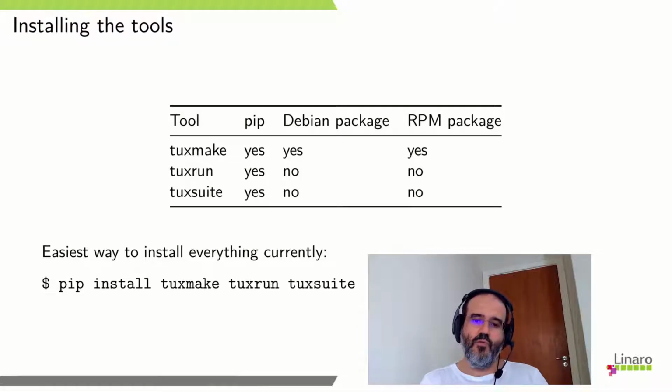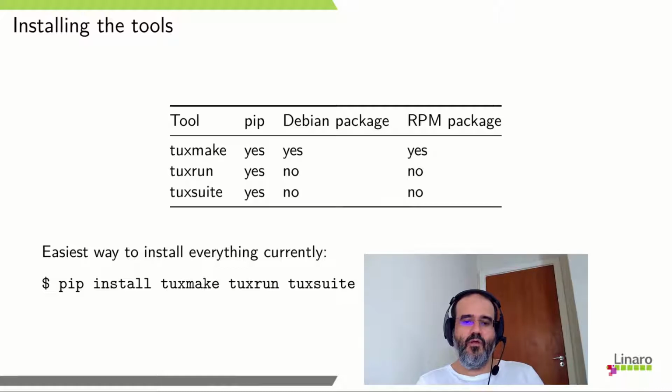To install the tools, at this moment, the only solution that you can use to install all of them is pip, which is the Python package manager. So you can install TuxMake, TuxRun, and TuxSuite in one command. And in the future, we'll have Debian and RPM packages for all of them as well.